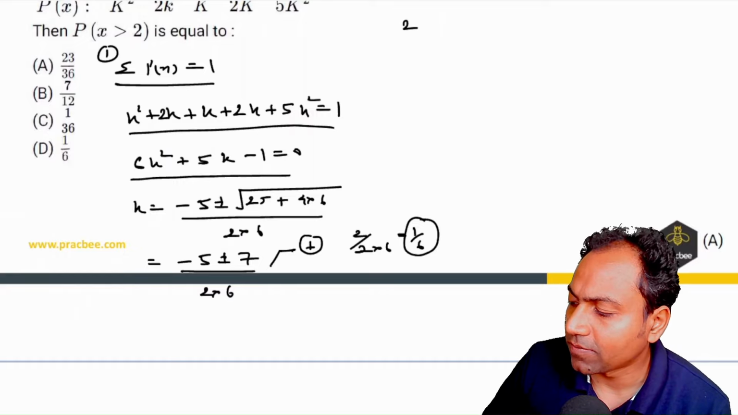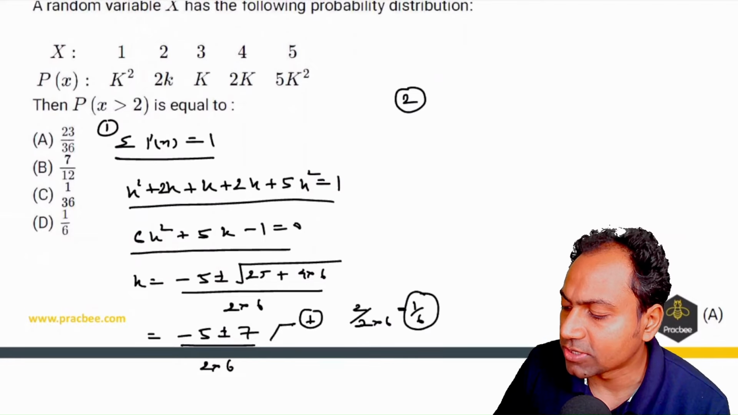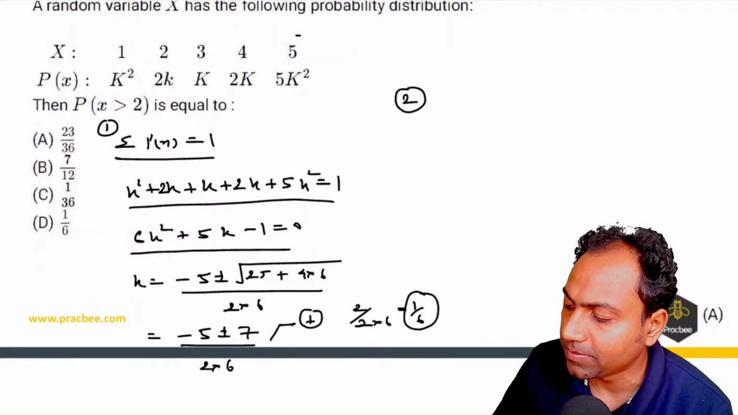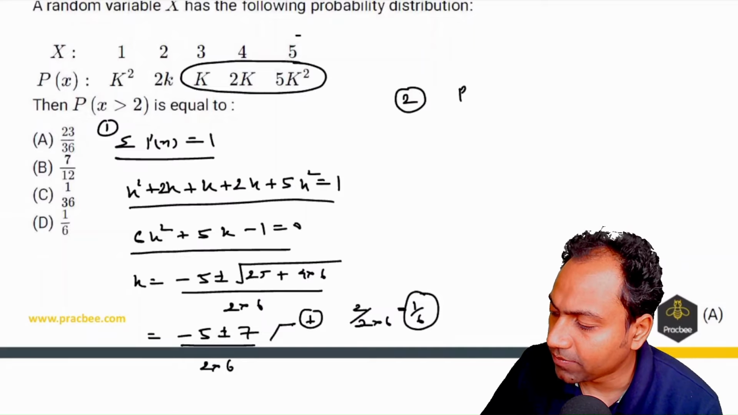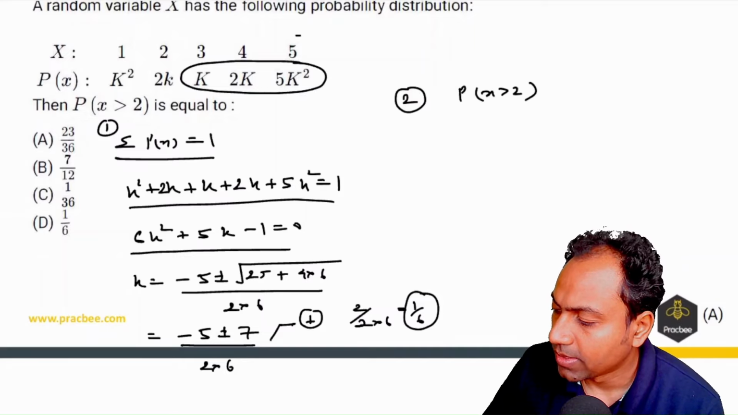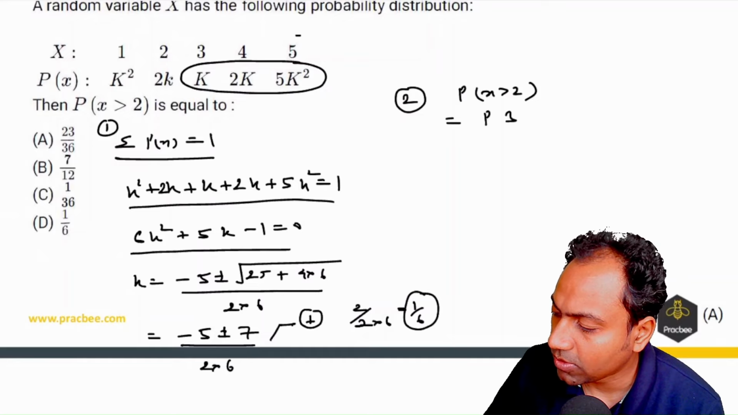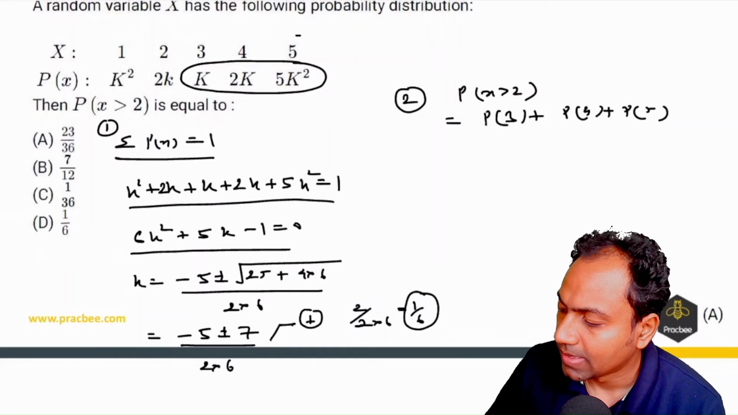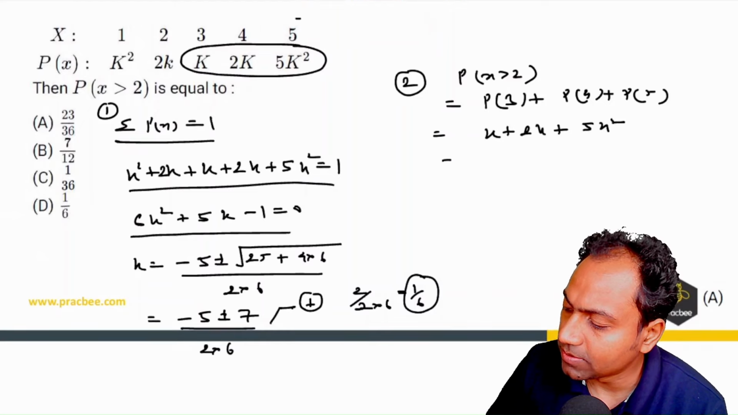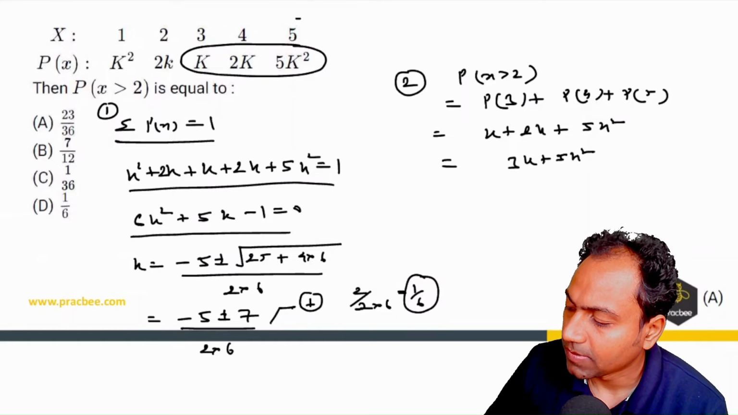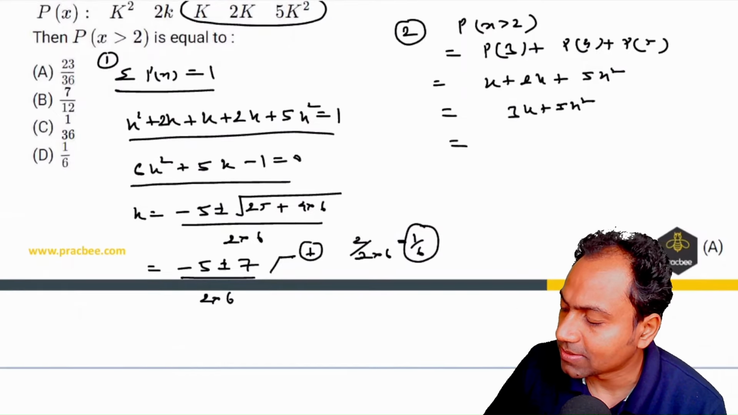Now the second part of the question asks for the probability for which x is greater than 2. That means the probabilities corresponding to 3, 4 and 5. If we calculate x greater than 2, it is the sum of the probability of 3 plus the probability of 4 plus the probability of 5. And this again is k plus 2k plus 5k square. This can be written as 3k plus 5k square.